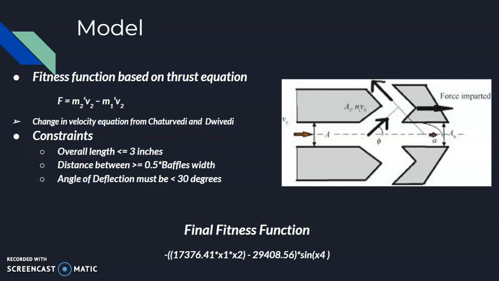The second constraint is that the distance between the baffles has to be greater than or equal to half the baffle width. This is so that the program doesn't try to shove as many baffles into the brake as possible without regard for material strength. In addition, in order to satisfy the ideal nozzle assumption that's being made for this optimization, the angle of deflection must be less than 30 degrees. The final fitness function after plugging in all the knowns, as described in the report, is seen below.